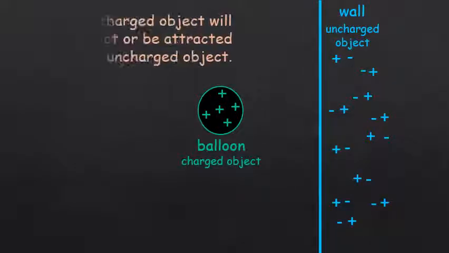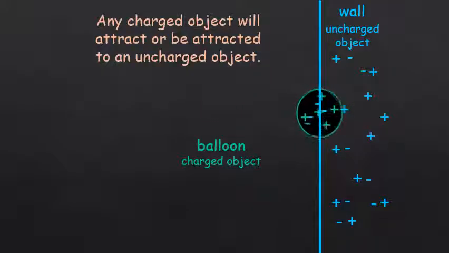Okay. So what do we see in terms of charged objects interaction? Okay, so you've got any charged object, for this example, this positive balloon, will be attracted to an uncharged object. Twofold, because the electrons in the uncharged object will be attracted to the positive charge of the balloon, and correspondingly the positive charges in the uncharged object will be repelled by the positive charges in the balloon.